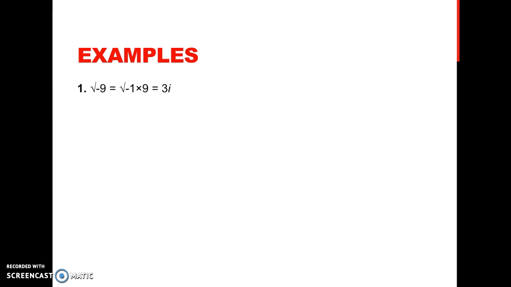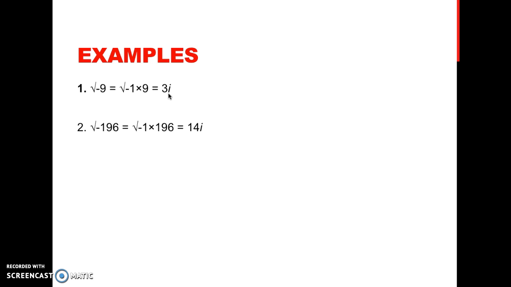Our first example is the square root of -9. Well, we want to get rid of that negative sign. In order to get rid of that negative sign, we have to separate it out. So we're going to take the square root of -1 and the square root of 9. So what is the square root of 9? It is 3. And we remember from previous slides that the square root of -1 is our imaginary number, or i.